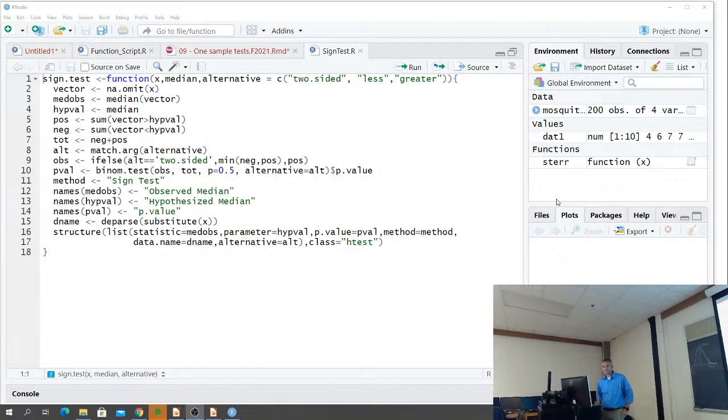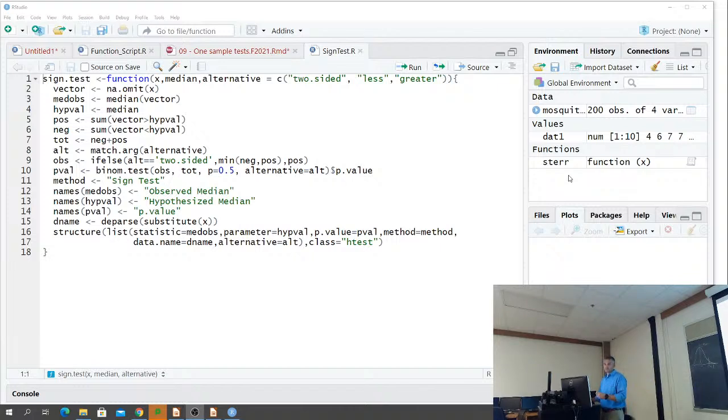Now this is a function. So we create a function called sign.test. And the sign.test function is going to take a numeric vector. It's going to take a hypothesized median value, and it's going to take an alternative, which means, are we going to test it a two-sided test, or are we going to do a less than or greater than type of alternative test? It's set up in much the same way as a one-sample t-test. At least the formatting is much simpler.